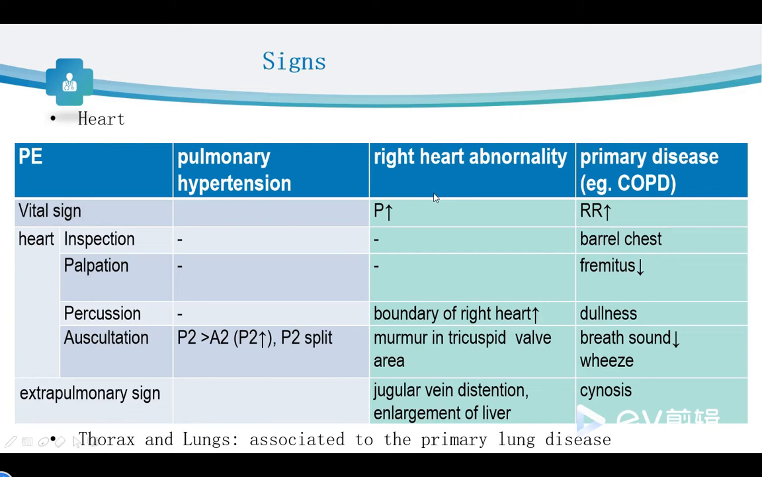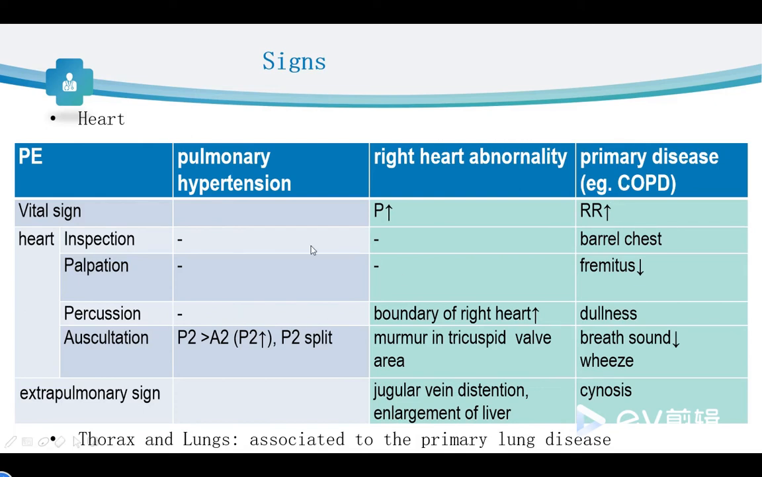For a patient with a right heart abnormality, we can find an increased pulse, and during physical examination of the heart, we can find that the boundary of the right heart is increased too. During auscultation, we usually can find a murmur in the tricuspid valve area. Other signs include distension of the jugular vein or enlargement of the liver and spleen.